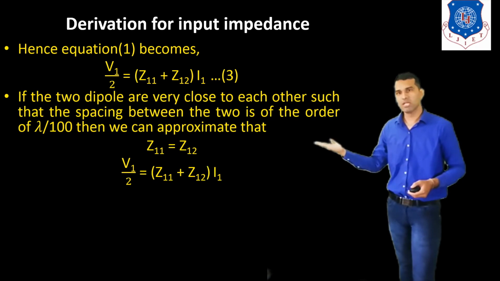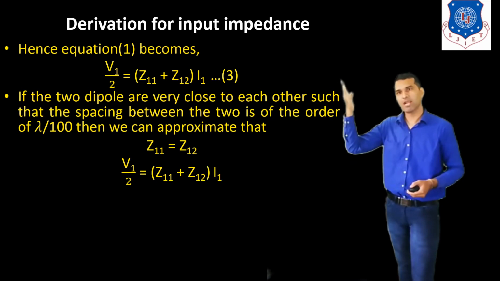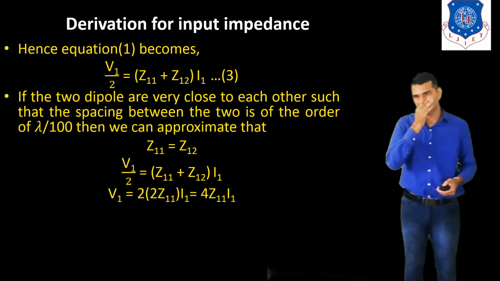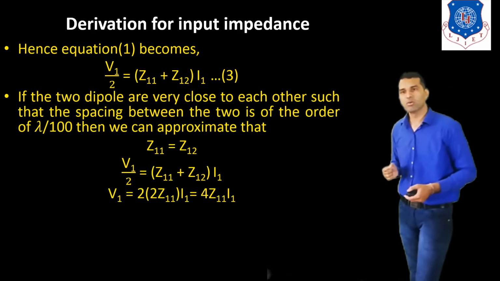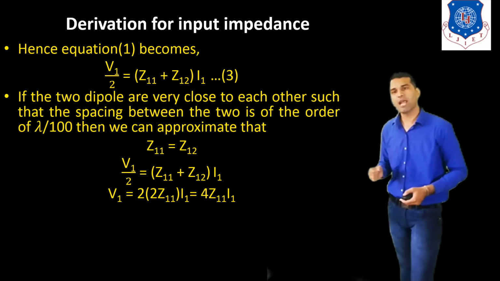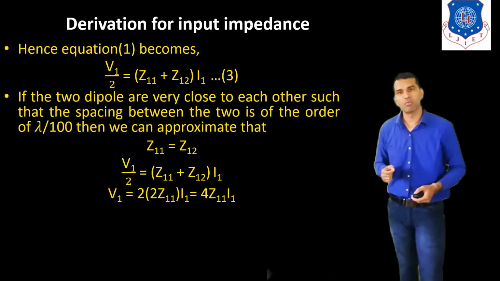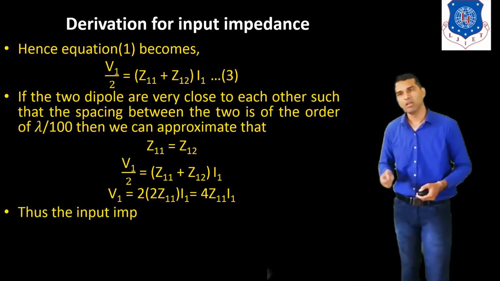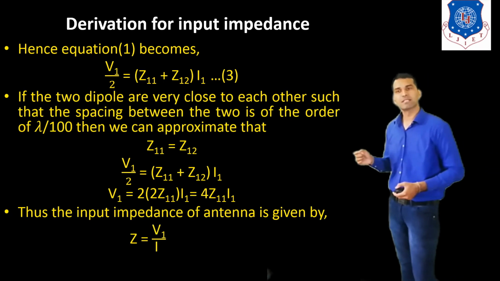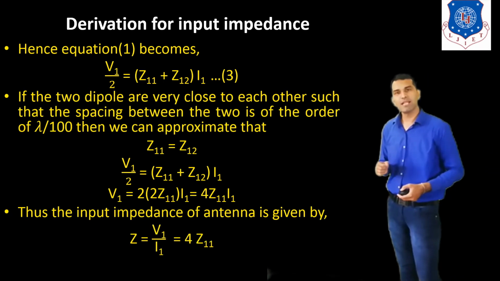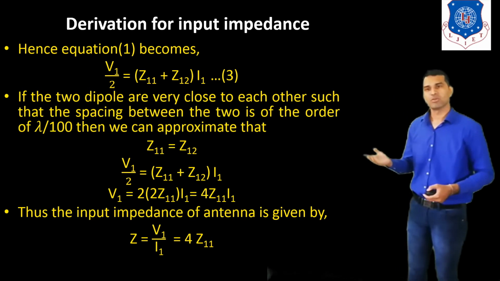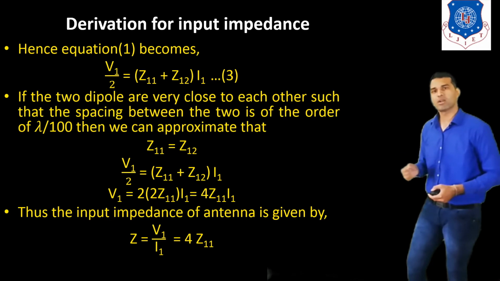So by using this property, we can change this equation number 3. We get V1 is equal to 2 into 2 Z11 into I1. So we can write V1 is equal to 4 Z11 I1. Thus the input impedance of the antenna is given by Z is equal to V1 upon I1. So it's nothing but Z is equal to 4 Z11.